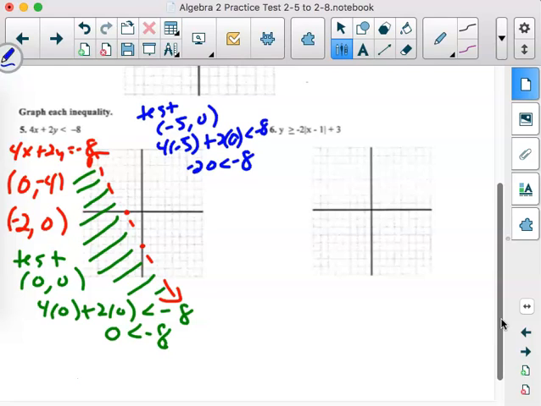Alrighty, let's look at 6. Is 6 a line? No, that's an absolute value. This is a V. Now, we already did one of these, so I know you can help me out more on this one. So when we want to graph the V, where do we start? The vertex, yeah. So where would the vertex be?